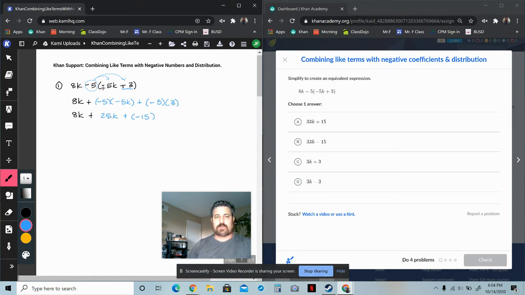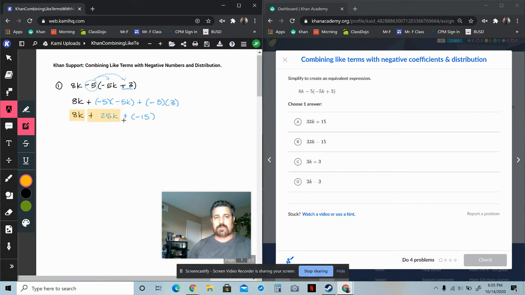And now that we've broken everything out of the parentheses, it's all free, and we have just our terms laid out in front of us. There's no more parentheses holding things in, or values we have to figure out. Now we can combine our like terms. So now we're going to look for all the k's to be combined, all the constants to be combined. So I'm going to highlight our k's. I think it's pretty obvious. You have 8k, and you're adding to that 25k.